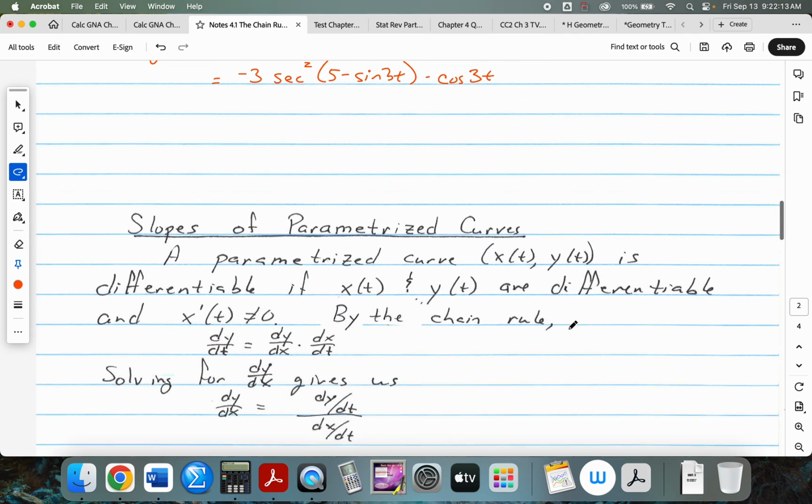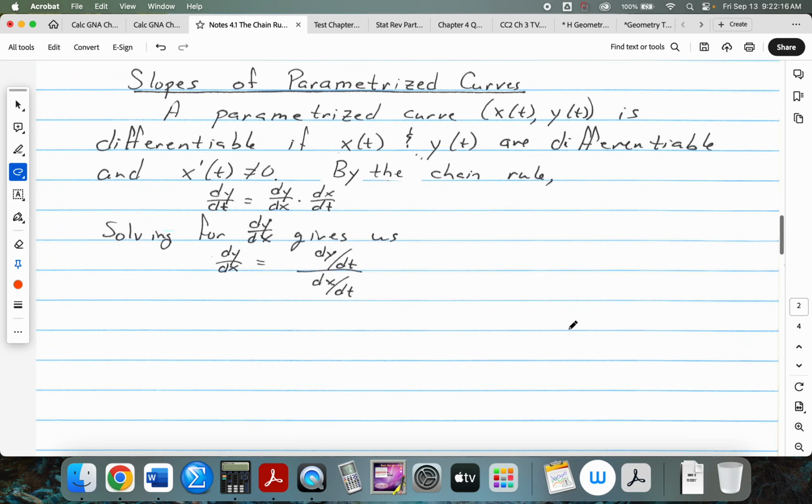So we can also use this parametrically to find the slope of a curve that's given in parametric notation. So, and I have trouble saying this word, parameterized. I don't know why that's difficult for me, but it makes my tongue want to snap off its rollers. A parameterized curve, x of t, y of t, is differentiable if both x of t and y of t are differentiable and x prime of t is not equal to 0.